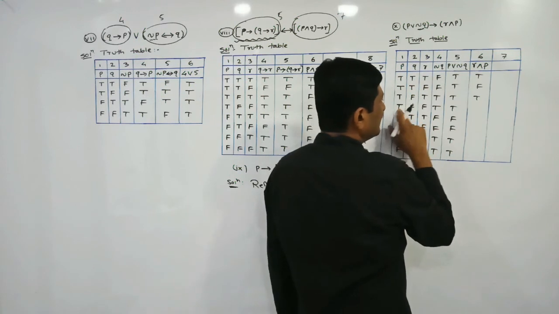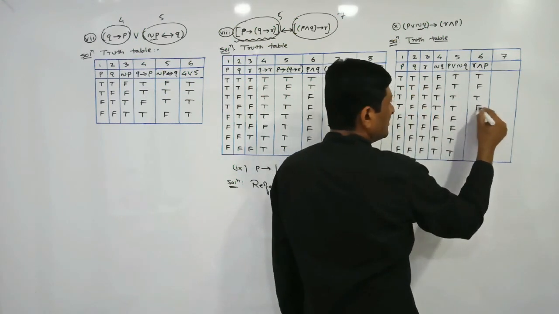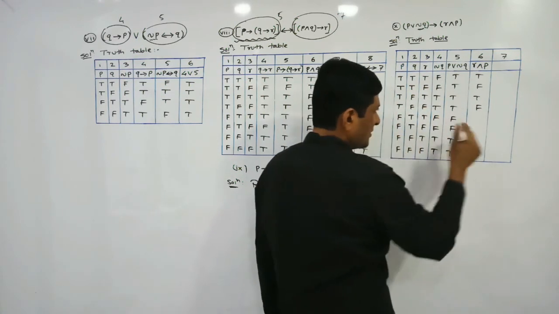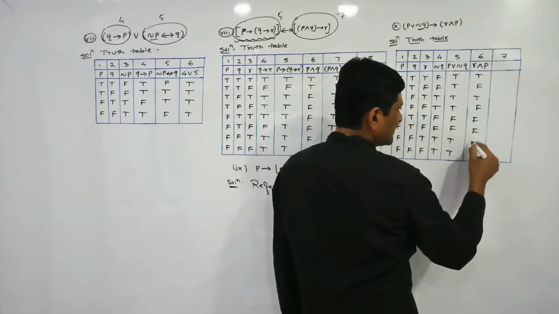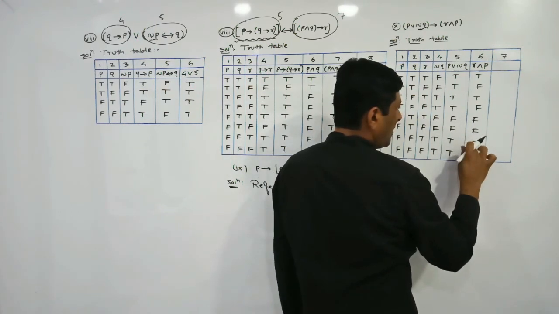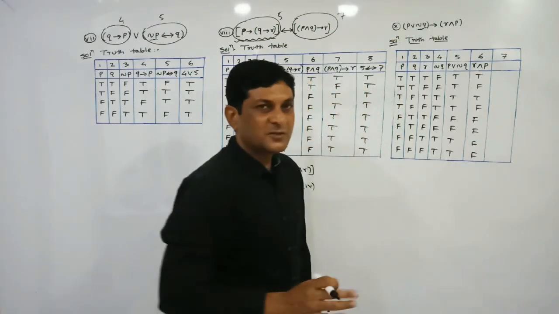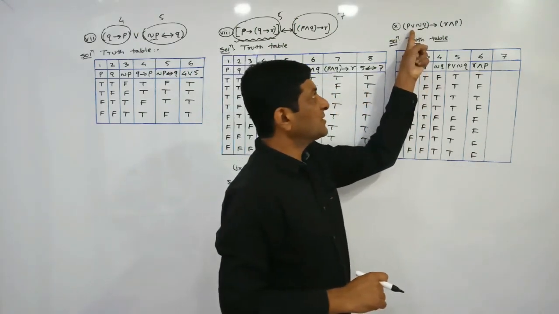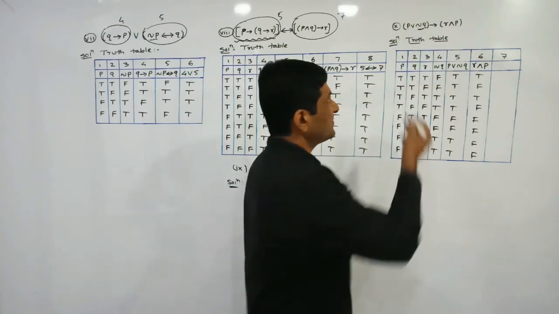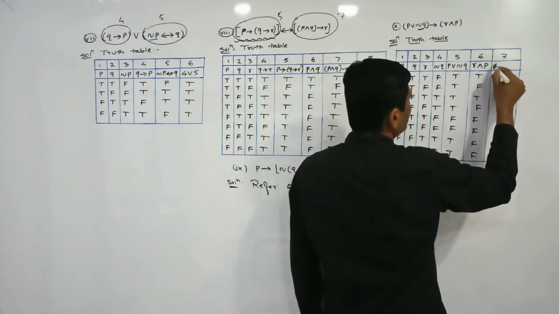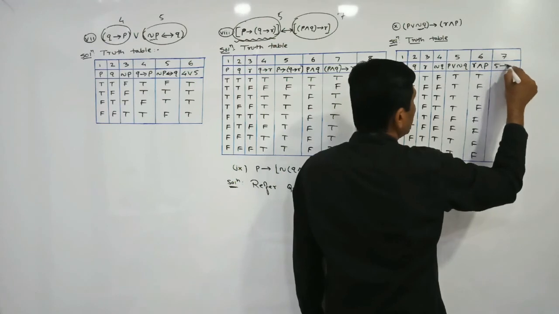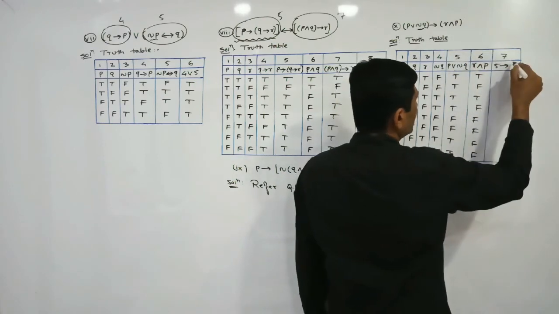Here one statement is false, so the result will be false. Here false, false, false, false, which means at least one statement is false. The truth value of AND will be what? False here. Once the truth values of the first and second parts are known to us, the first part appears in which column? 5. Implication, keep it as it is. The second part appears in column number 6.